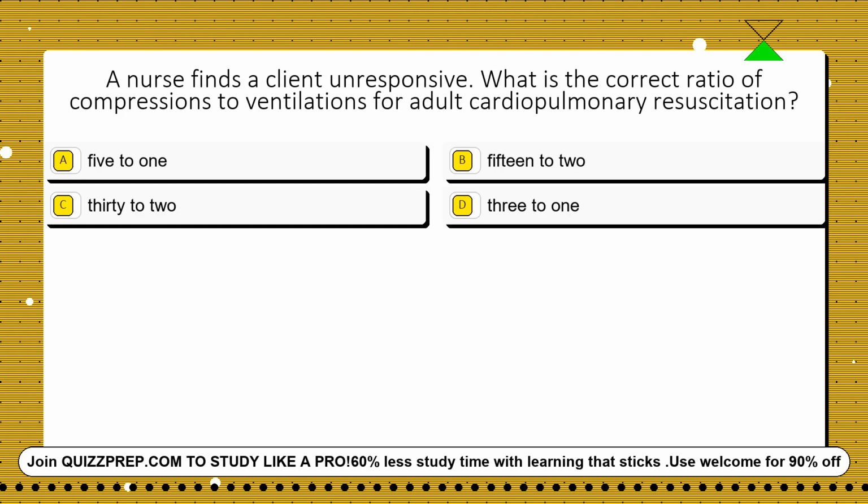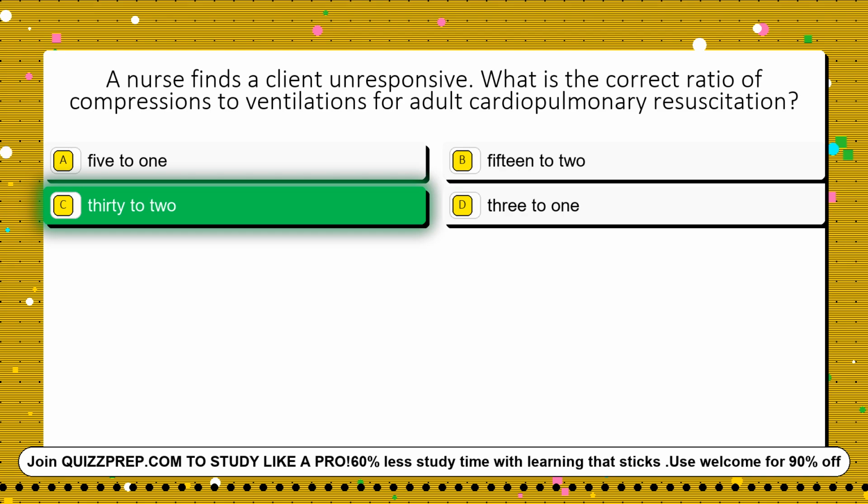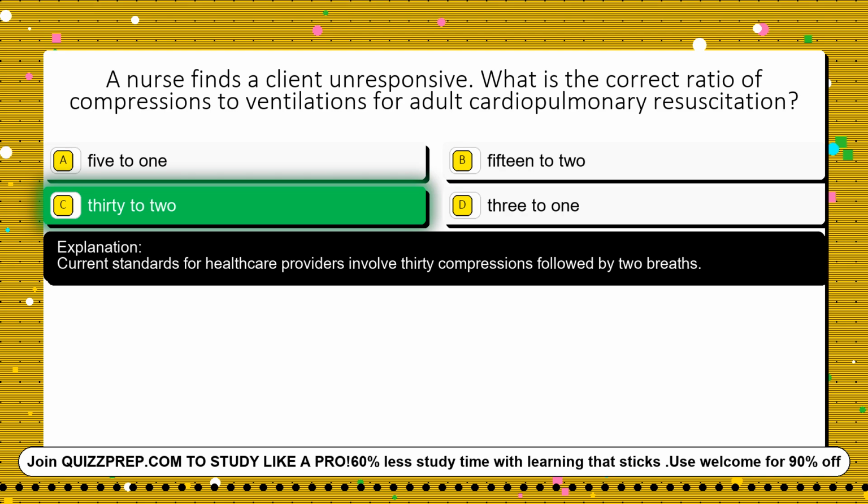Question 62. A nurse finds a client unresponsive. What is the correct ratio of compressions to ventilations for adult cardiopulmonary resuscitation? Option A, 5:1. Option B, 15:2. Option C, 30:2. Option D, 3:1. The correct answer is option C, 30:2. Current standards for healthcare providers involve 30 compressions followed by 2 breaths.